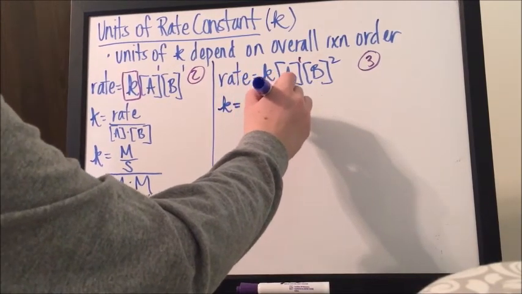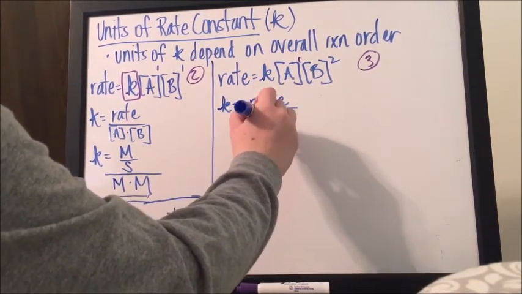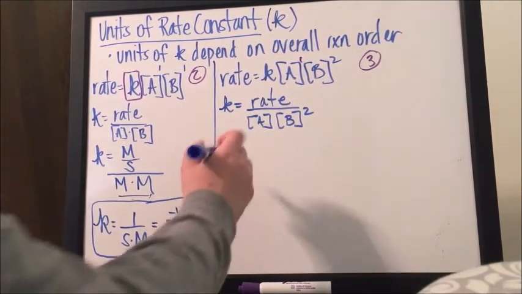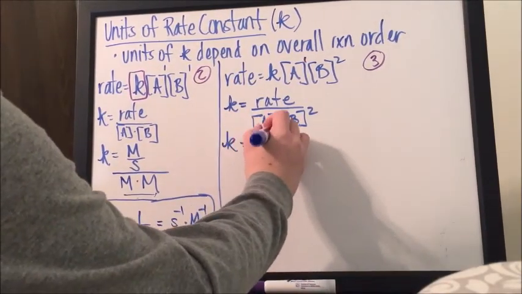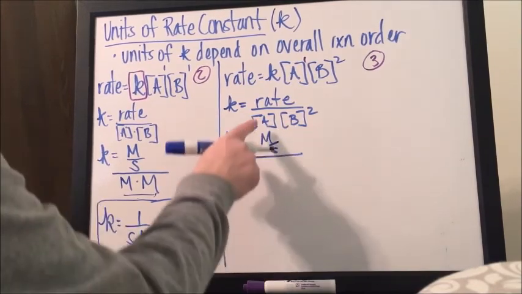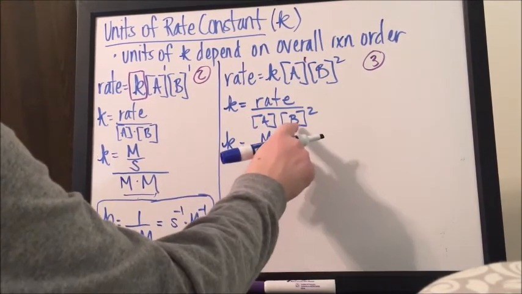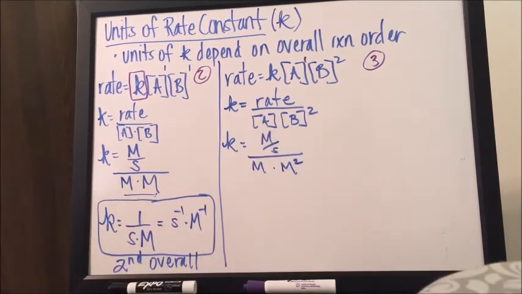Take A and B to the other side by dividing. Don't drop your exponents. Okay, again, rate's going to be measured in molarity per second. A is going to be measured in molarity. B is going to be measured in molarity, but B is squared, so it's going to be molarity squared.